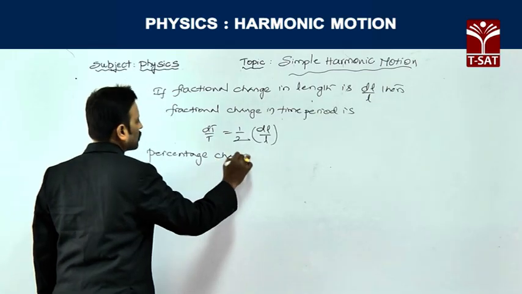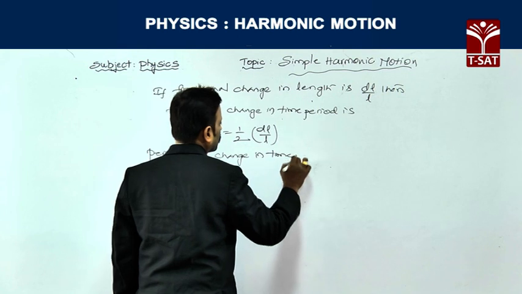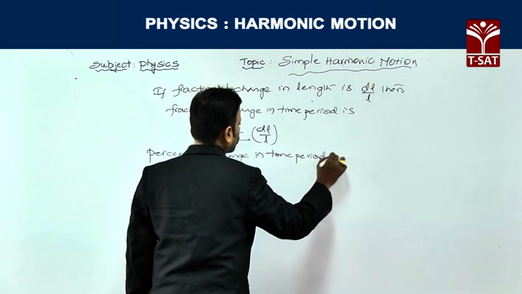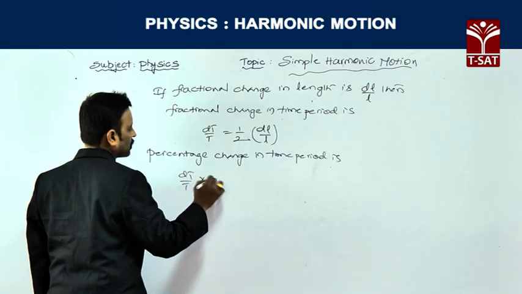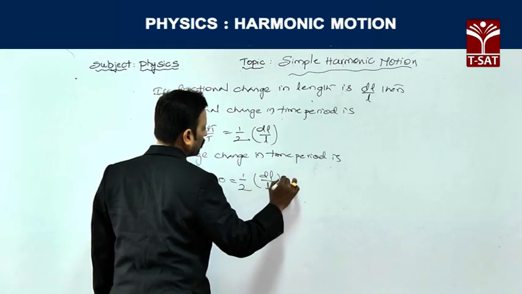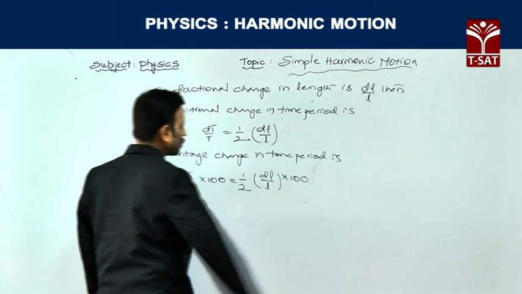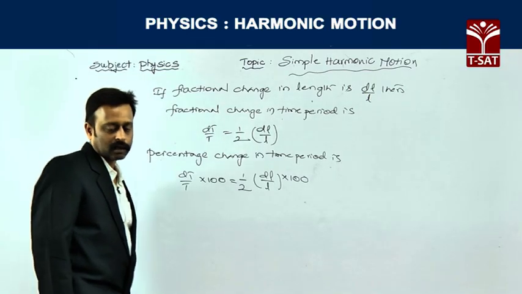Then percentage change in time period is dt by t into 100 is equal to half dl by L into 100. That is the percentage change in the time period.